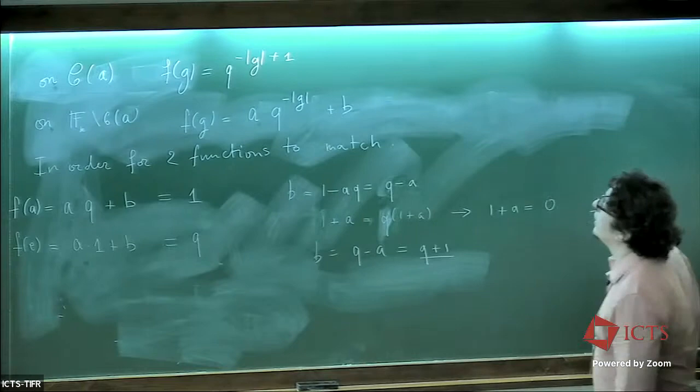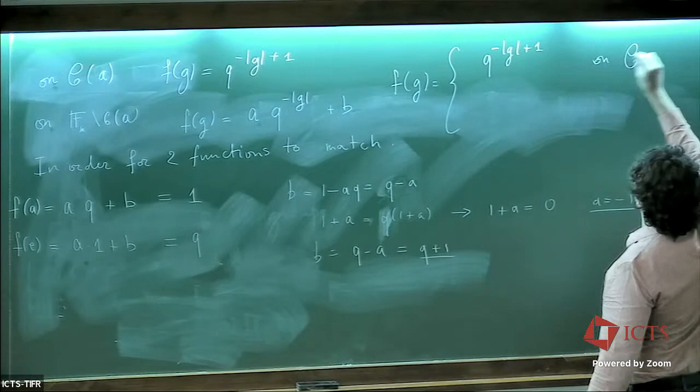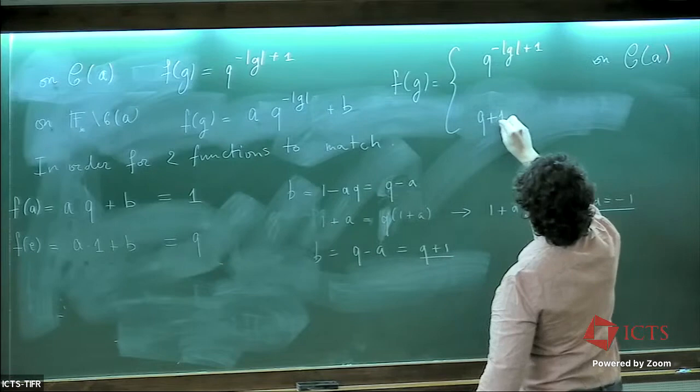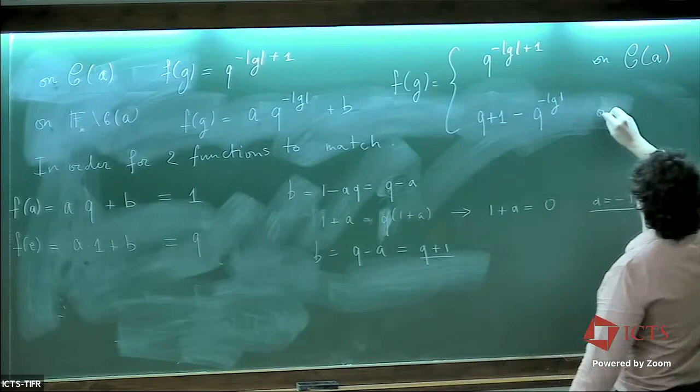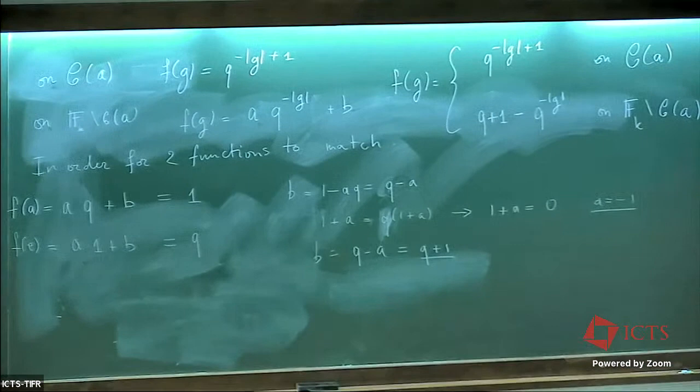So in the end, the solution is the following: F of G is indeed Q to the minus G plus 1 on C of A, and then Q plus 1, this constant term, minus, so this one is flipped, Q to the minus G on free group minus P. So here we really explicitly produce such a thing. Of course, we talked about amenability, Ponzi schemes and stuff. So there is some relation here, of course.